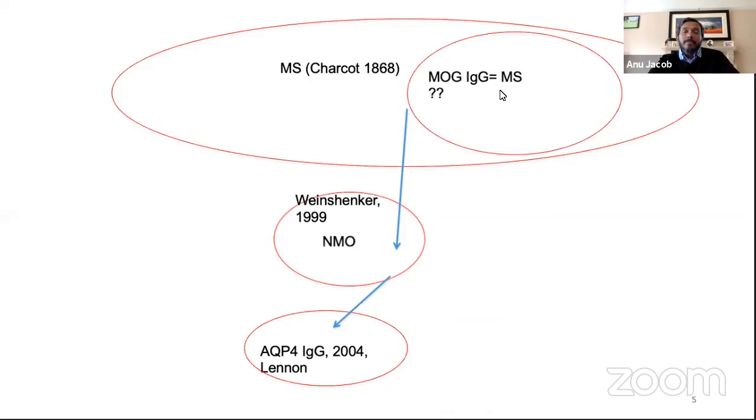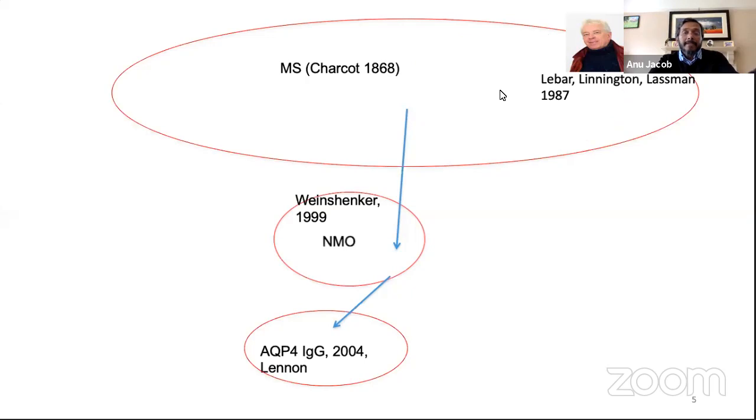Now, MOG is not a new player. In fact, we know about the MOG-EAE model in MS. In fact, in the 1980s, Chris Linington and Hans Lassmann considered MOG-IgG a marker for MS more than anything else. But as you will see, the antibody was found in other conditions, normal controls, and it lost its charm.